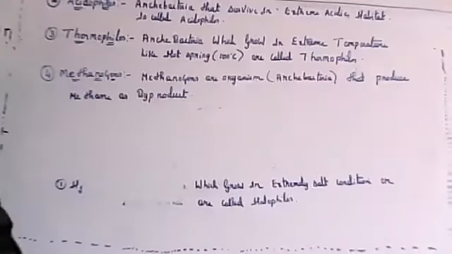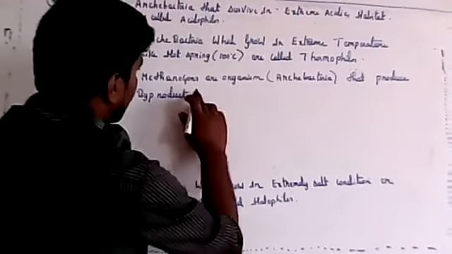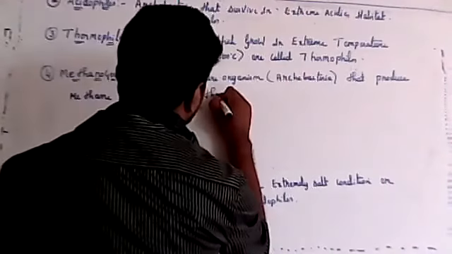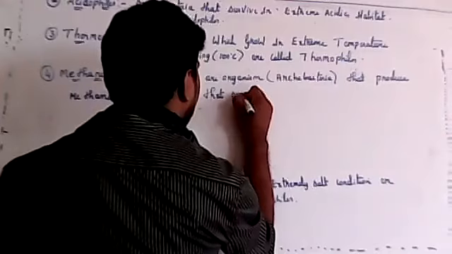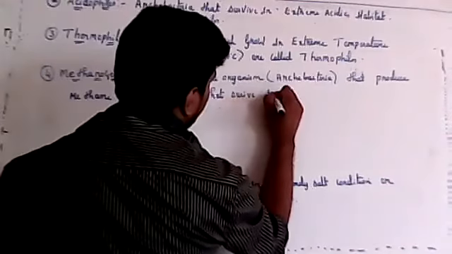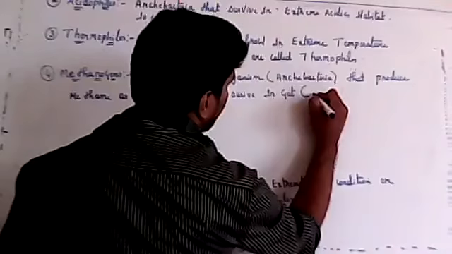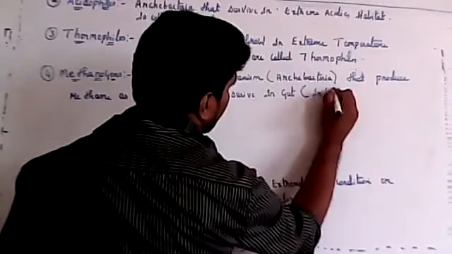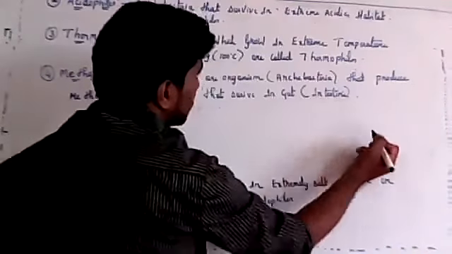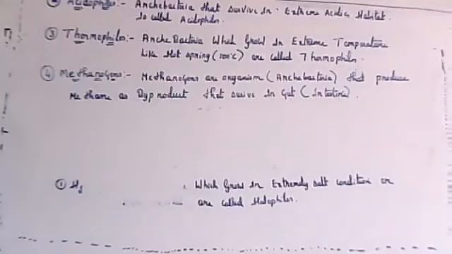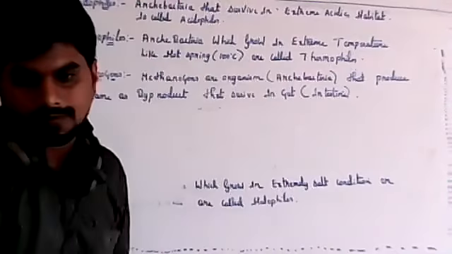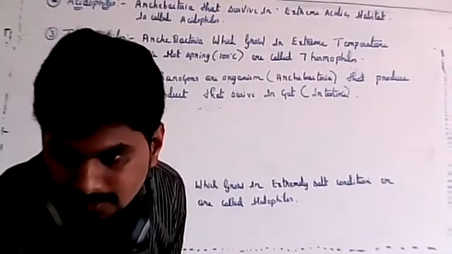They produce methane as a byproduct and survive in the gut. Gut means intestine. So they survive in the gut or digestive system, that is the intestine of animals such as cows and buffaloes.